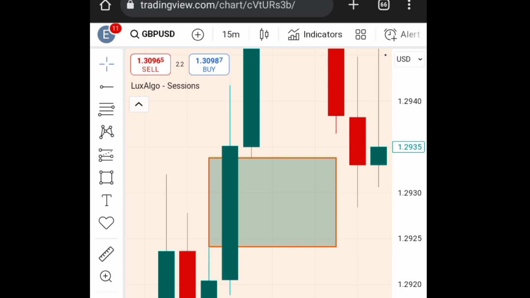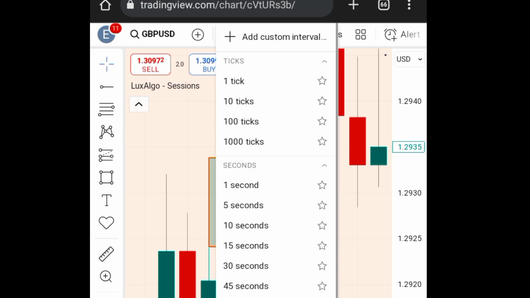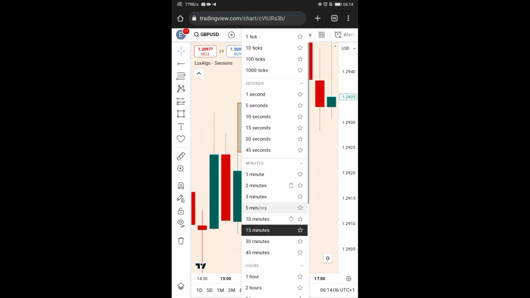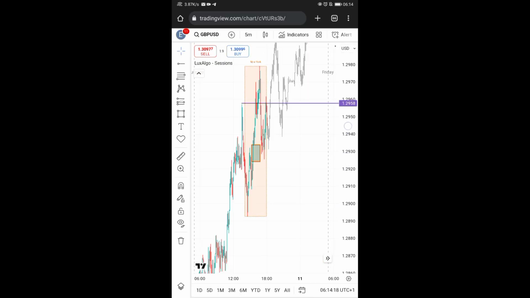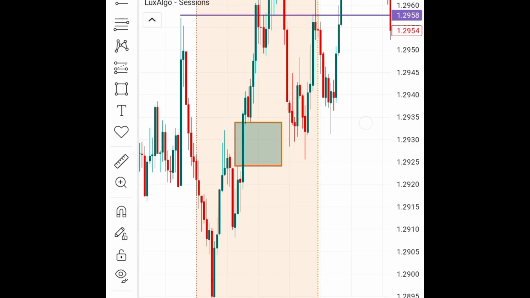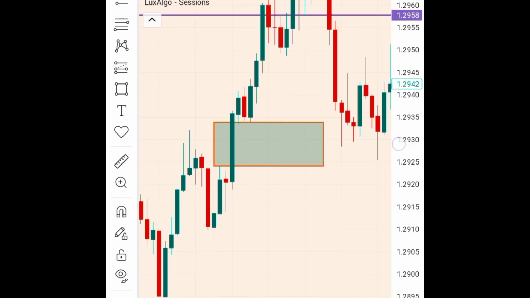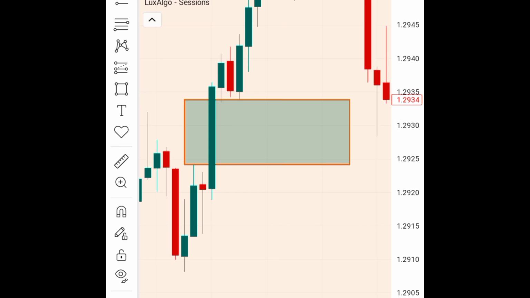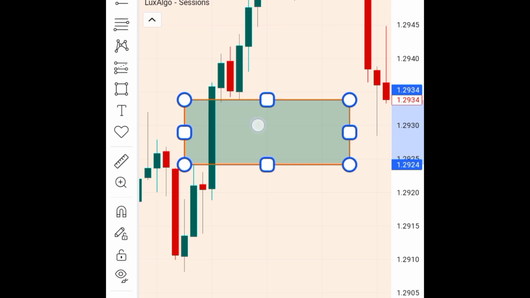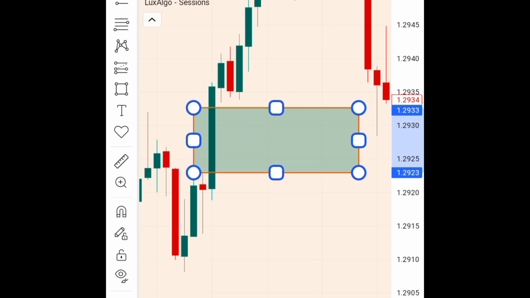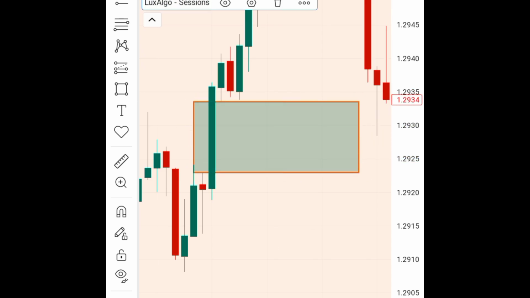I have to move down to my 5 minutes. On my 5 minutes, I'm still going to be looking for imbalance. Let's do that together. So you see, on my 5 minutes right here, here is my 5 minutes, and we still have this imbalance box right there. Nothing changes.